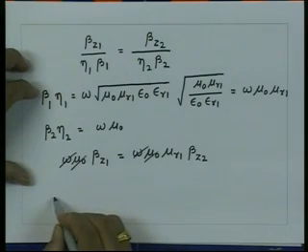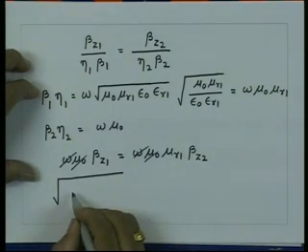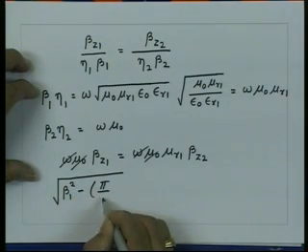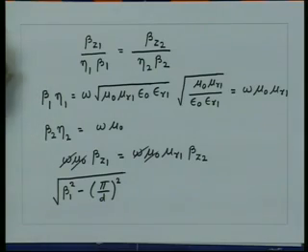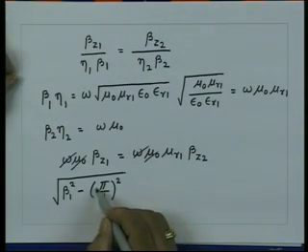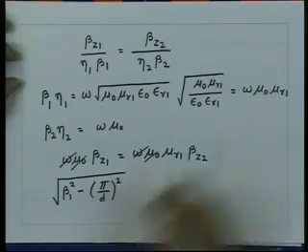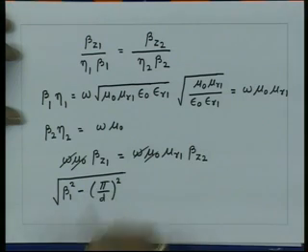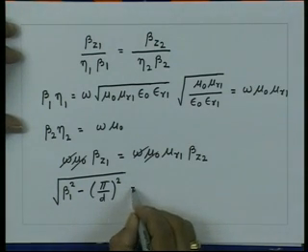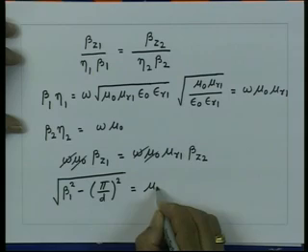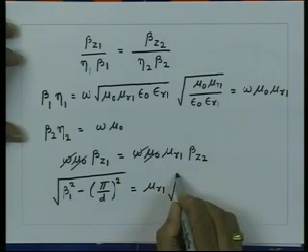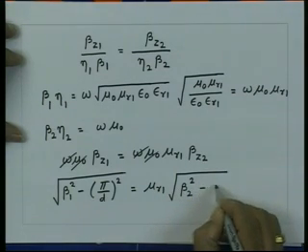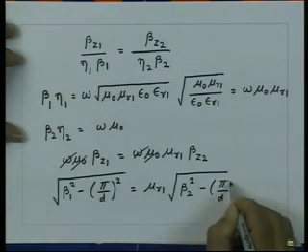So, from here we can get square root of beta 1 square minus pi upon d whole square. In general we have here m pi upon d, but since we are talking about a mode which is TE1 mode, that is what is incident on this, you put m equal to 1, that will be equal to mu r1 square root of beta 2 square minus pi upon d whole square.